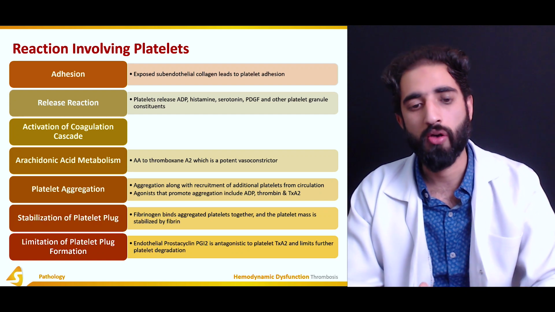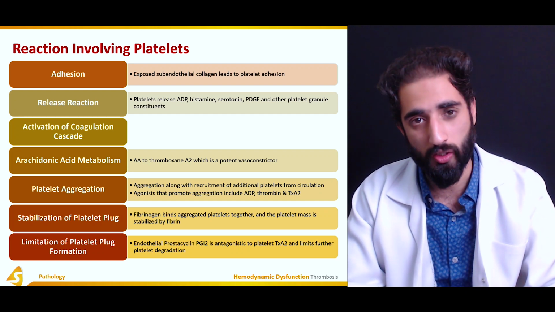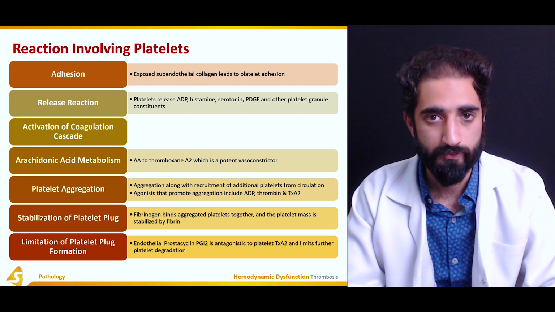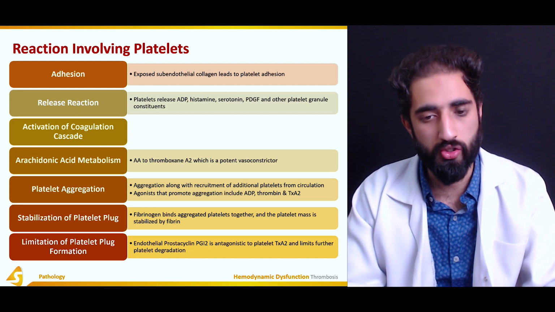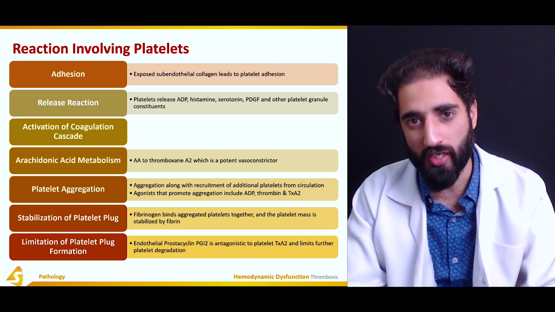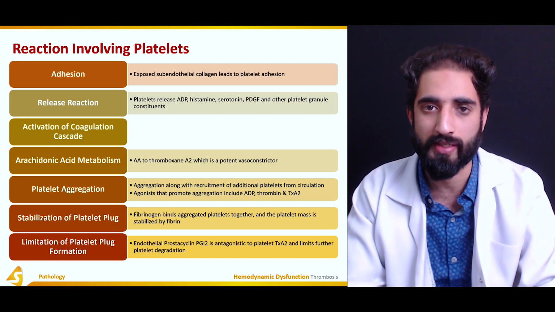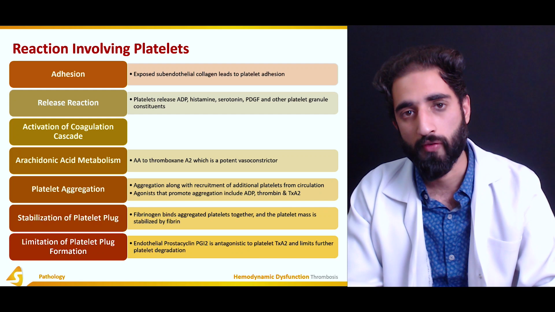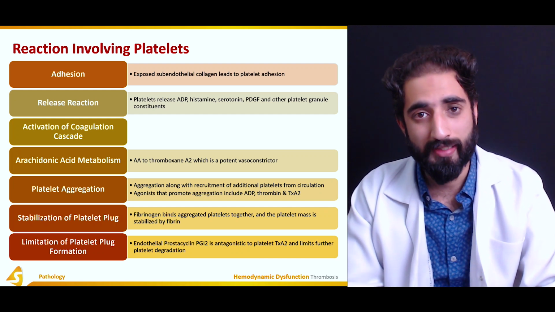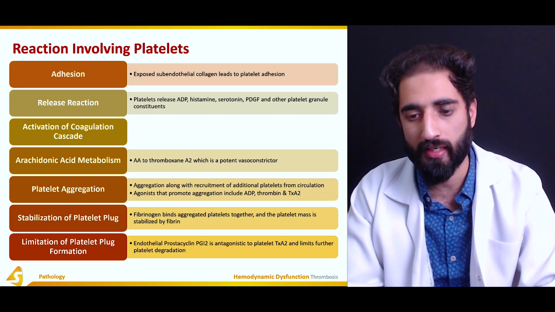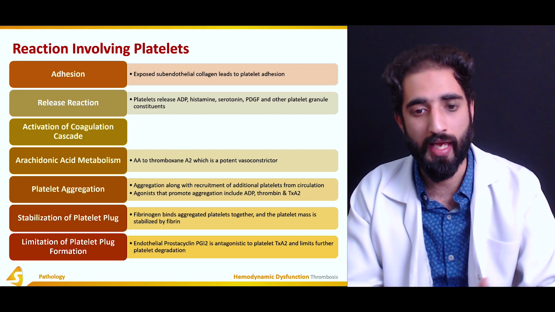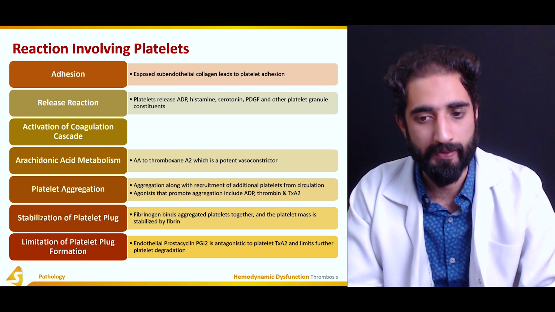There's also arachidonic acid metabolism in which arachidonic acid is converted into thromboxane A2, which is a potent vasoconstrictor. It is followed by platelet aggregation in which platelets start binding with each other in one place at the site of endothelial injury, along with recruitment of additional platelets from the circulation. The agonists that promote this procedure include adenosine diphosphate, which was released by the platelets themselves, thrombin, as well as thromboxane A2, which was formed from the arachidonic acid.